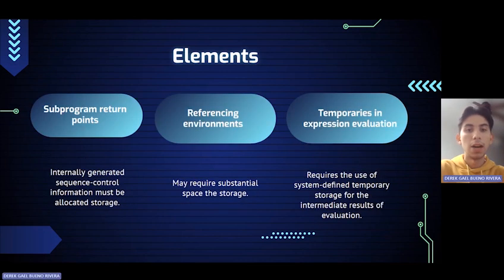Now, subprogram return points. It needs a storage allocation, as these subprograms can be called from various points within a program. Consequently, internally generated sequence control information, such as subprogram return points, coroutine resume points, or event notices for scheduled subprograms, must have designated storage. Referencing environments may require substantial space of storage, and temporary expression evaluation requires the use of system-defined temporary storage for the intermediate results of evaluation.